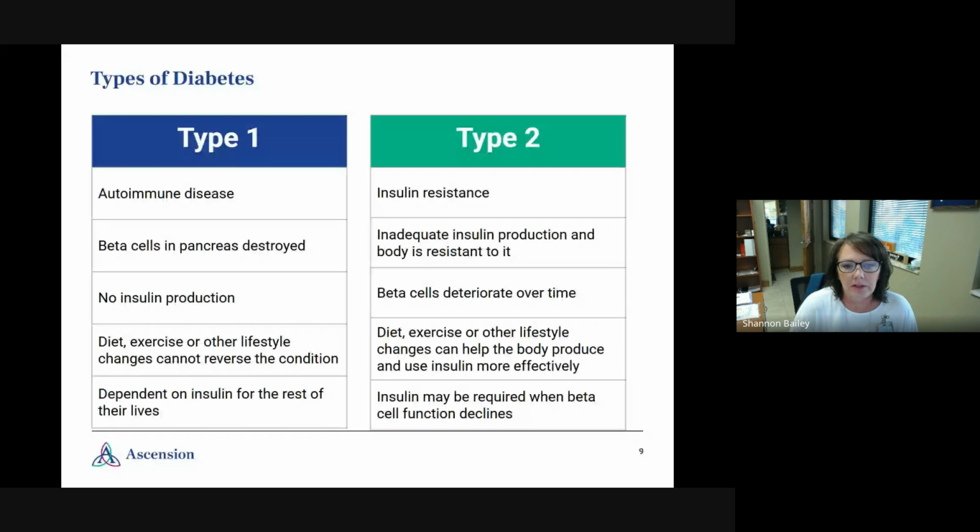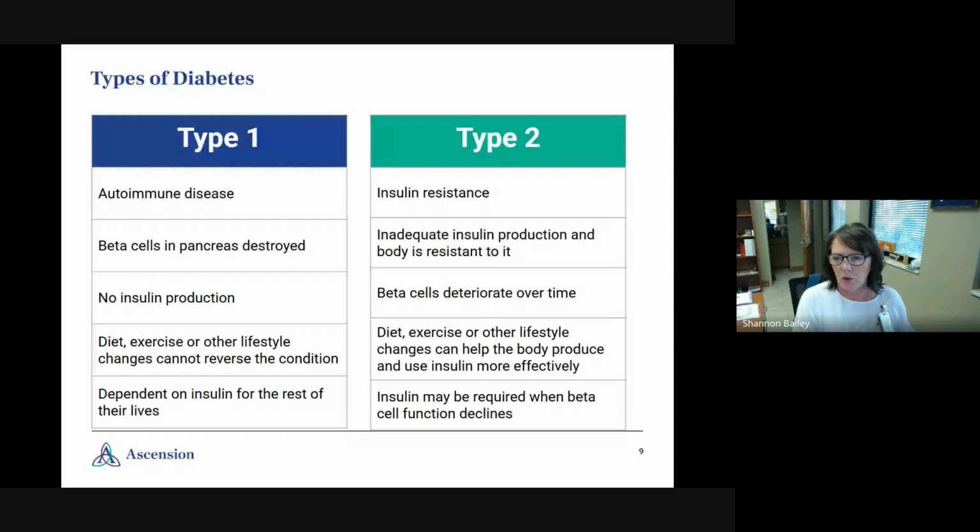Type 2 diabetes is a little bit different. It's caused by insulin resistance. It's not that their bodies aren't making insulin. They are. Their body is just resistant to using that insulin to lower the blood sugar. The beta cells over time do get destroyed or deteriorate, and that's why we see a lot of people with type 2 diabetes also needing to take insulin injections. So the waters get muddy, and a lot of people think, well, I had type 2 and now that I'm on insulin, I've developed type 1. And that is not the case.